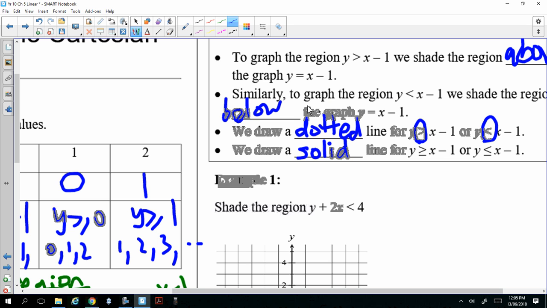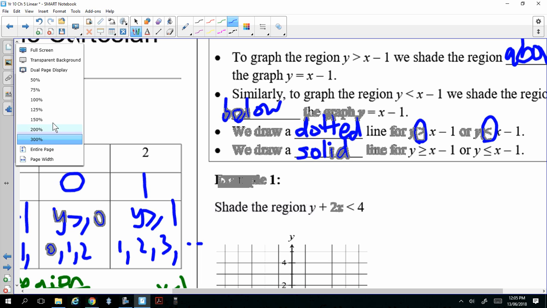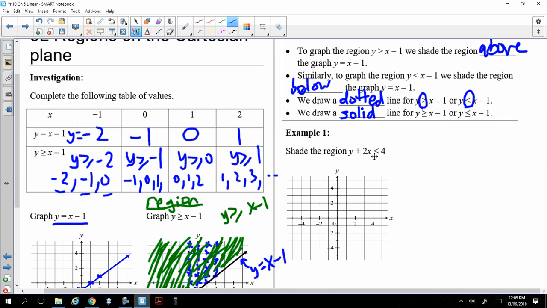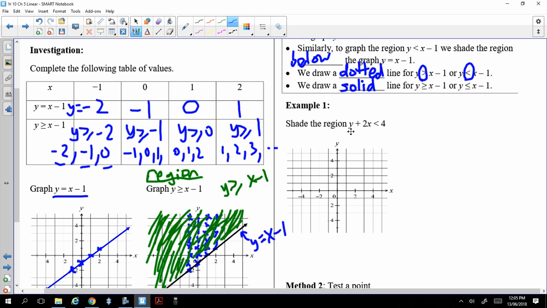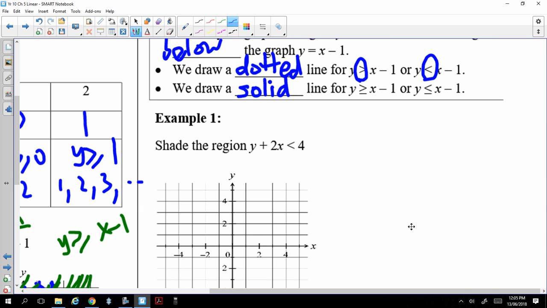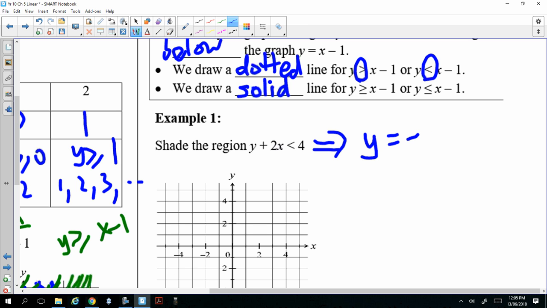Alright, so let's do a question to illustrate the meaning of this. So we're going to do a case where the region involves a dotted line. So we're going to draw this graph first. Now to draw this graph, you should make y the subject. So if you make y the subject, you get, without the equal, y bigger than negative 2x plus 4. So you make y the subject first, so I know whether I shade above or shade below.